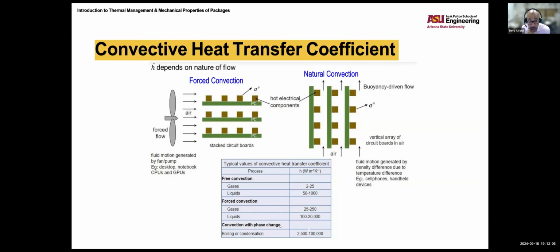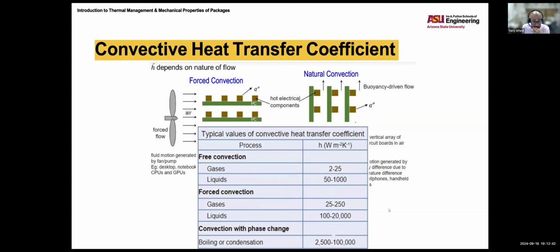Then we look at phase change. It could be boiling or condensation, but it also could be, say, a bismuth tin alloy. That's a low temperature eutectic metal. That's another phase change, but that's in a solid. Here we're talking about boiling or condensation. So we can get substantial values.